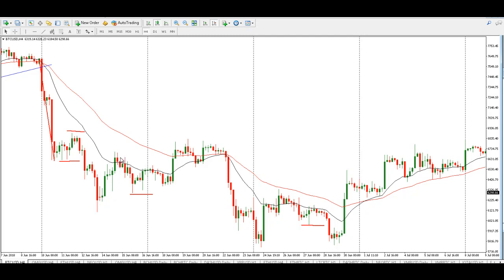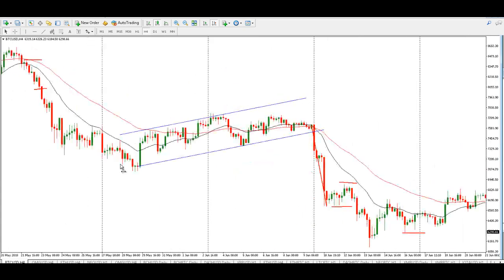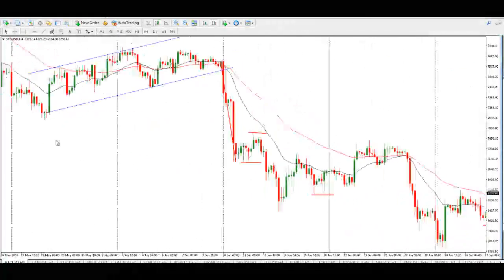You see how it went to the 20 moving average right here. Quick 1-to-1 right here. Okay, because the market was traveling down a lot, so you don't want to look for that much.